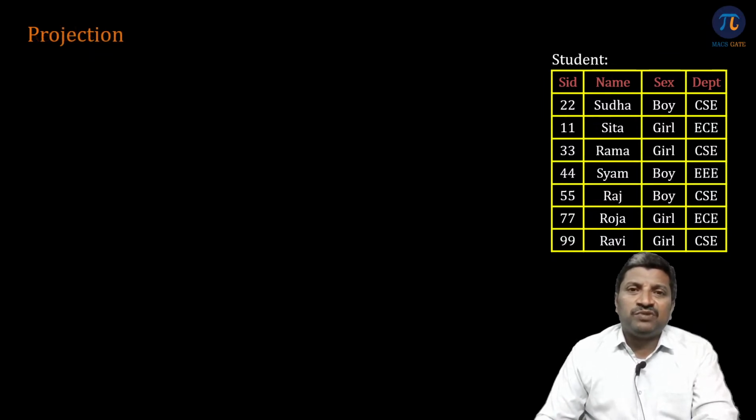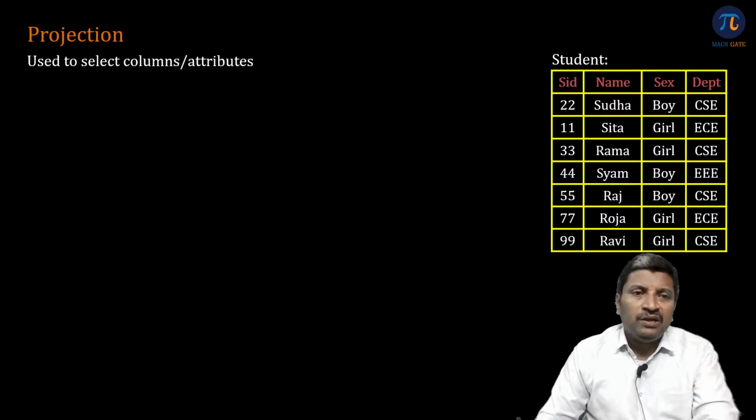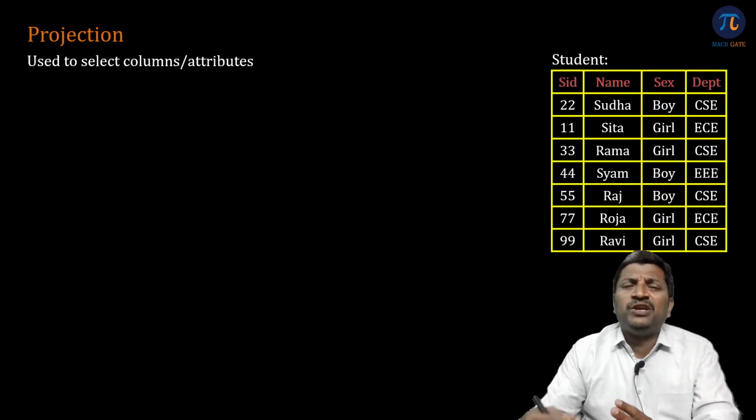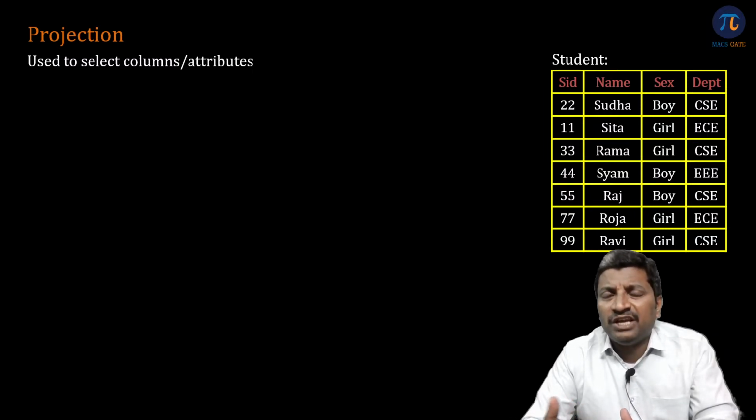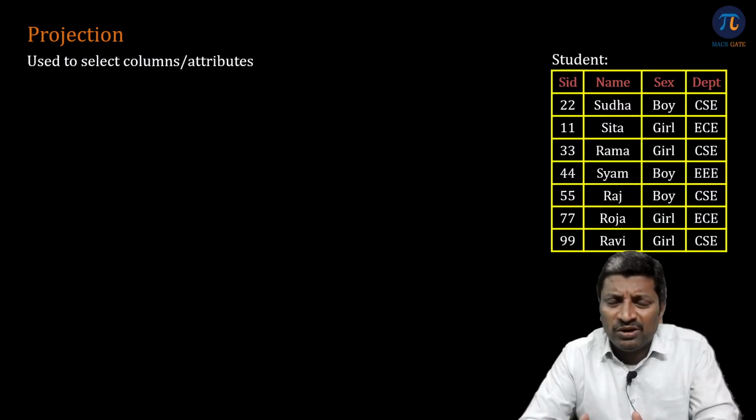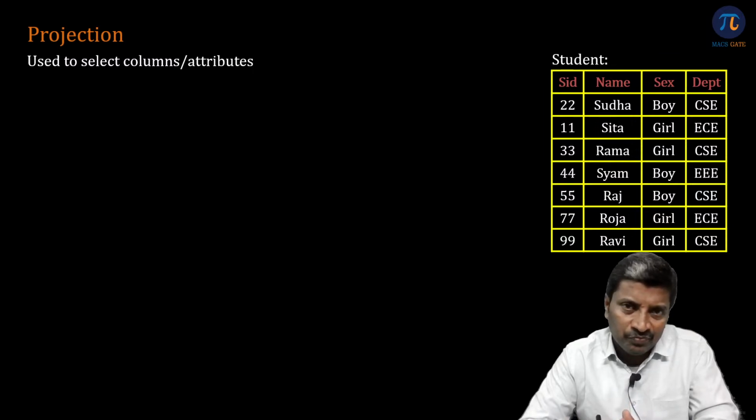Now let's go to the next one, projection operator. It is used to select the columns and attributes. Suppose I have so many properties or so many attributes of the students. I want only the names of students. I don't want all the details. I don't want the department, roll numbers and everything. Just I want to know the names of my students. Then I may select only the column name.